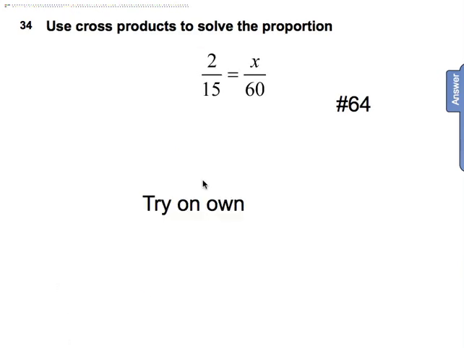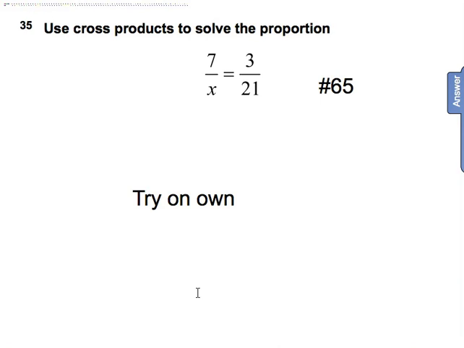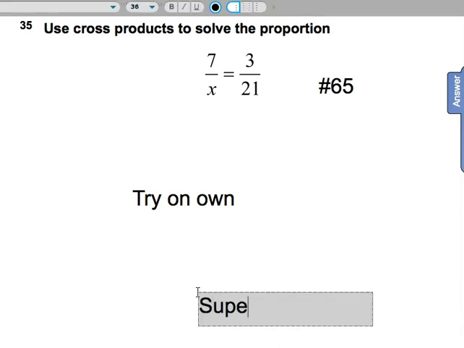Now it's your turn to try slide 64 and 65 on your own. And please write Super Bowl on your last slide.